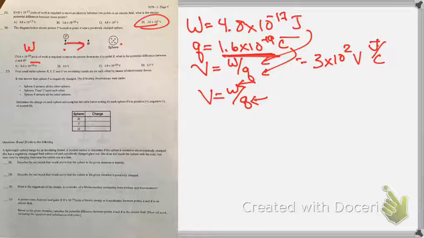You do the math. 6.4 divided by 1.6, I believe, is 4. And they both have 10 to the minus 19. So it's just 4 volts. So the answer is B.